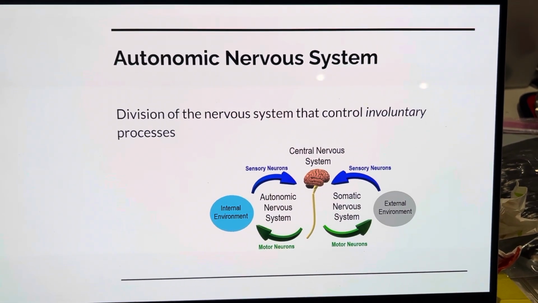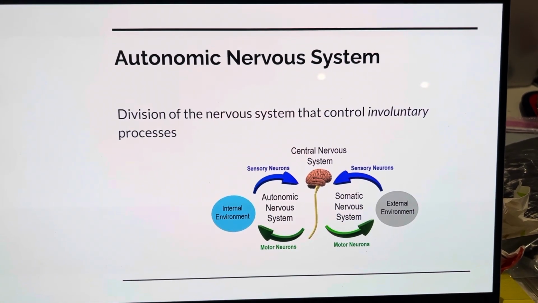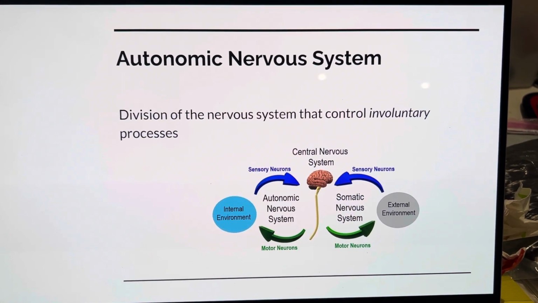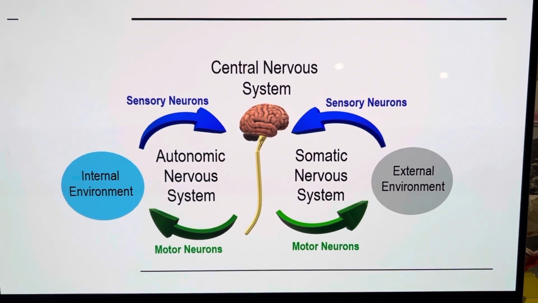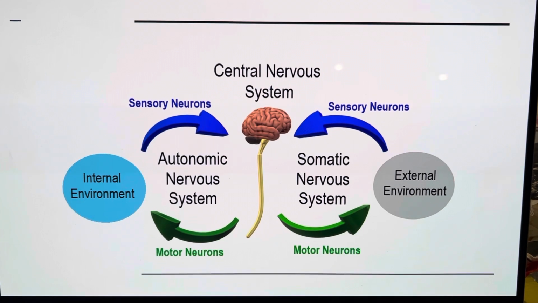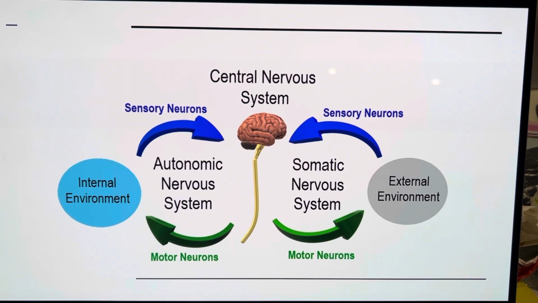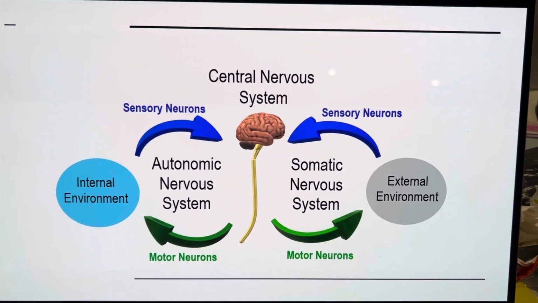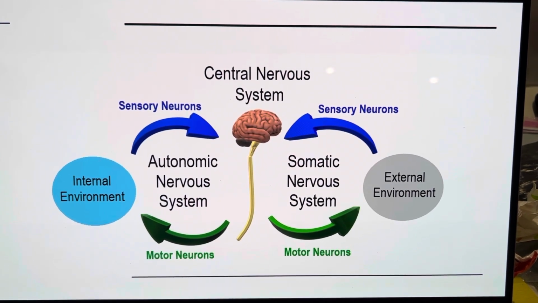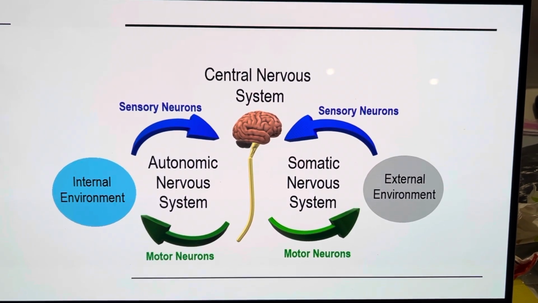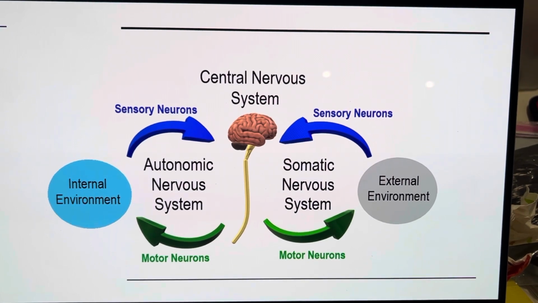And we have the autonomic nervous system, which is the division of the nervous system that controls involuntary processes. So here's a little chart of the nervous system. For the internal environment, which is the involuntary actions, that's the autonomic nervous system. However, for reacting to the external environment, we have the somatic nervous system, and both use motor neurons and sensory neurons.